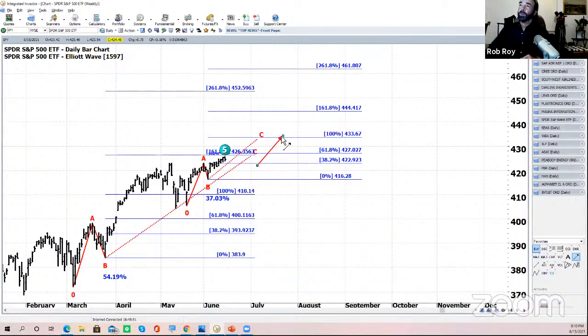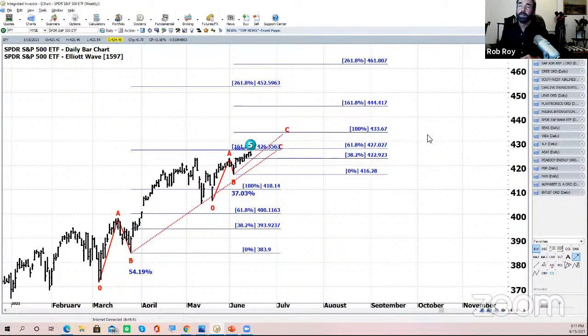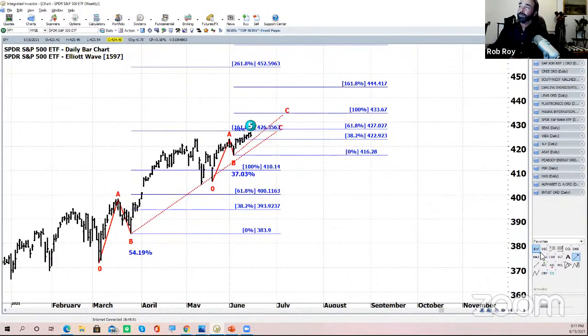We bounce up to 433, then we bounce to 444, which is the 161.8% extension of that little zigzag. Then we go over to the 261.8% level of the bigger zigzag at 452, and then all the way up potentially to 460. But those are both 261.8% extension levels, which don't happen very often. They do happen. They happened in 1999. They happened in 2007. So you can see that they happen when significant things are occurring in the market. But at this point in time, I'd be surprised to see if we move that far. We'll see how things play out.